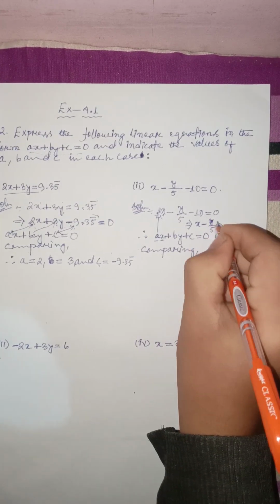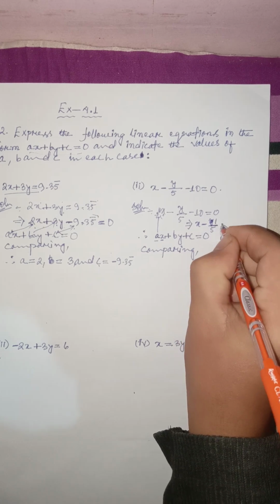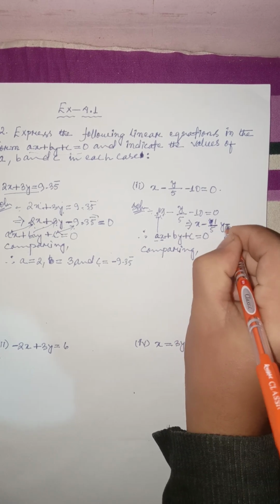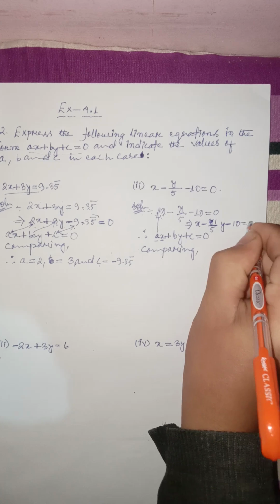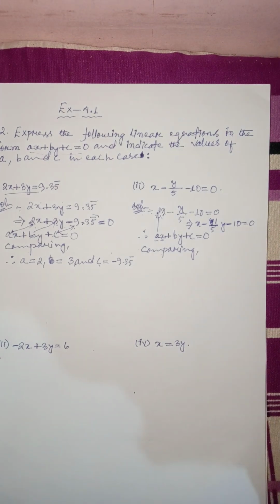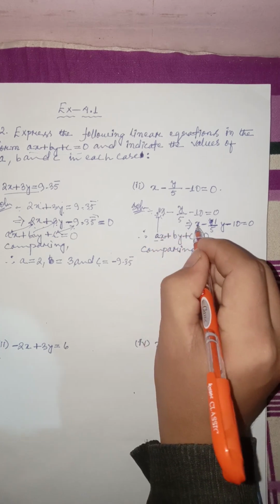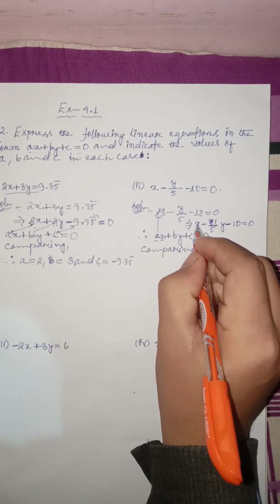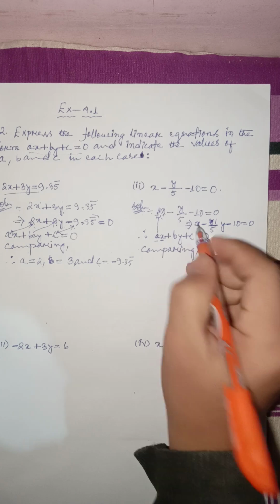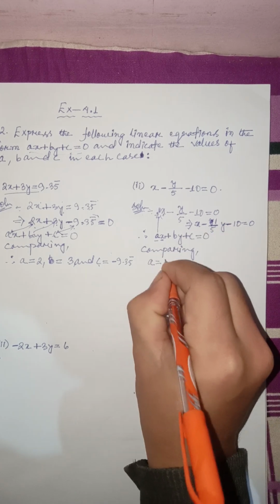y by 5 can be written as 1 minus 1 by 5 into y minus 10 equal to 0, right? Then what are the values of a that we have now? Just before this, if there is no number, then simply it is 1. Means a will be 1.